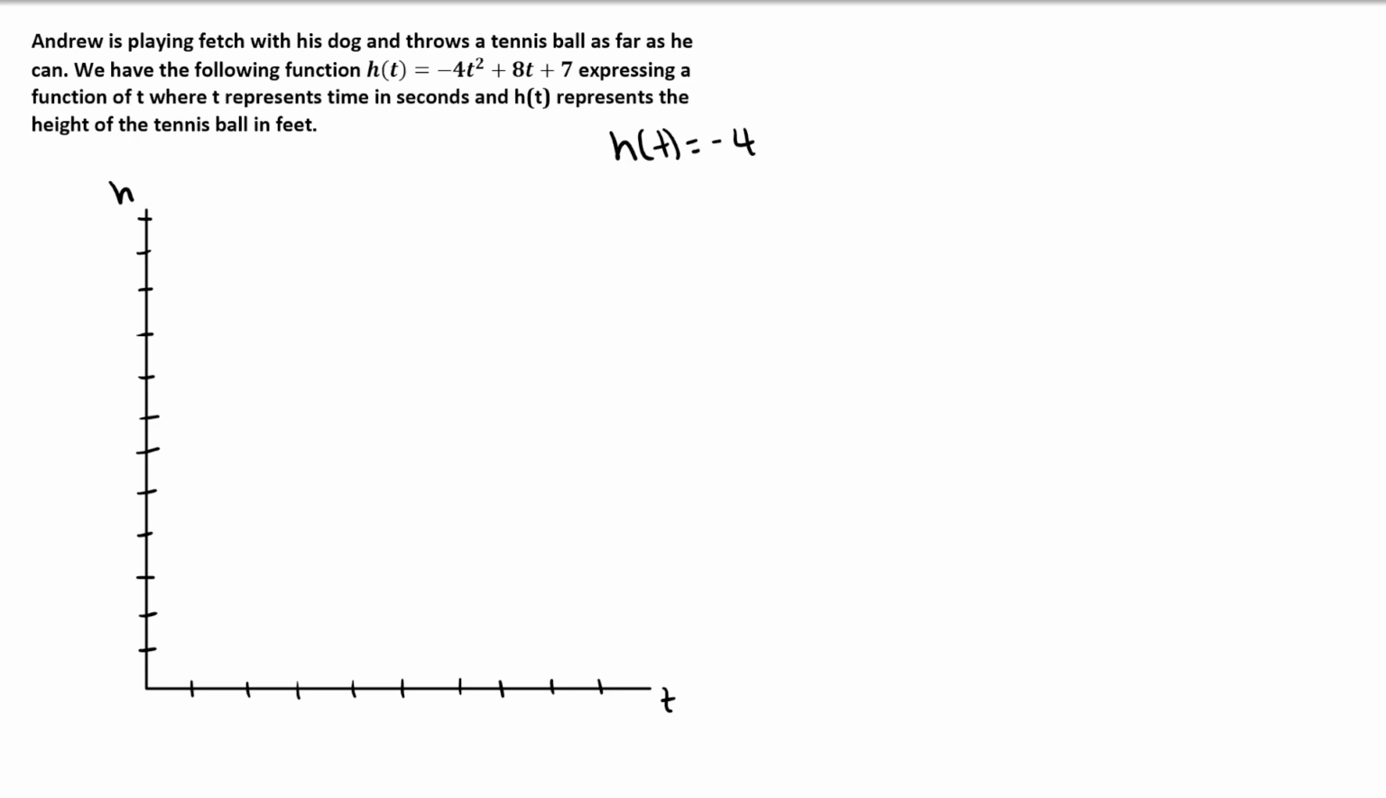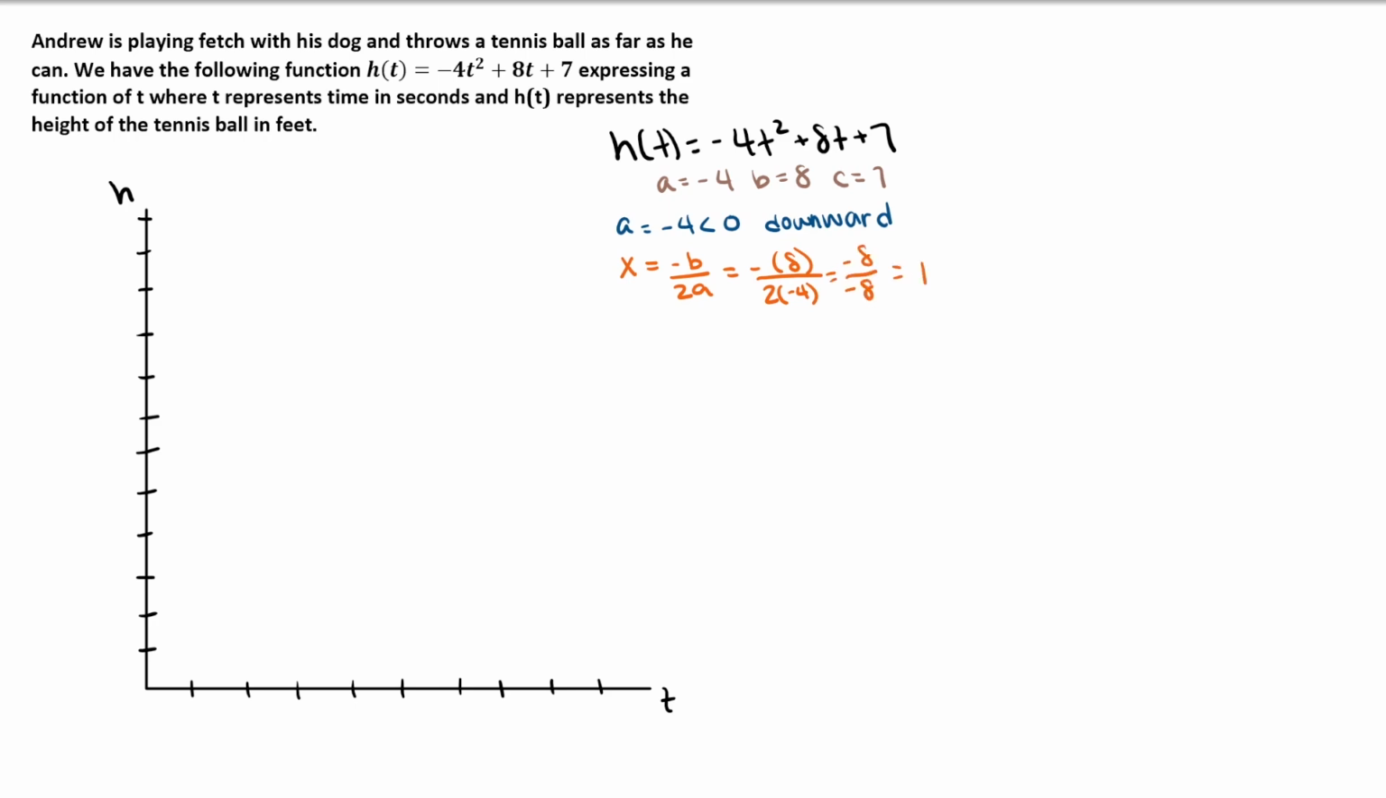Just because we're using h and t doesn't mean our process changes. Our a is still -4, our b is 8, and our c is 7. Since a is equal to -4, our graph opens downward. To find our axis of symmetry, we'll still do the same thing. x equals -b over 2a, which is -8 over 2 times -4, which is -8 over -8, and that's equal to 1. So we'll find our vertex by plugging 1 into our function.